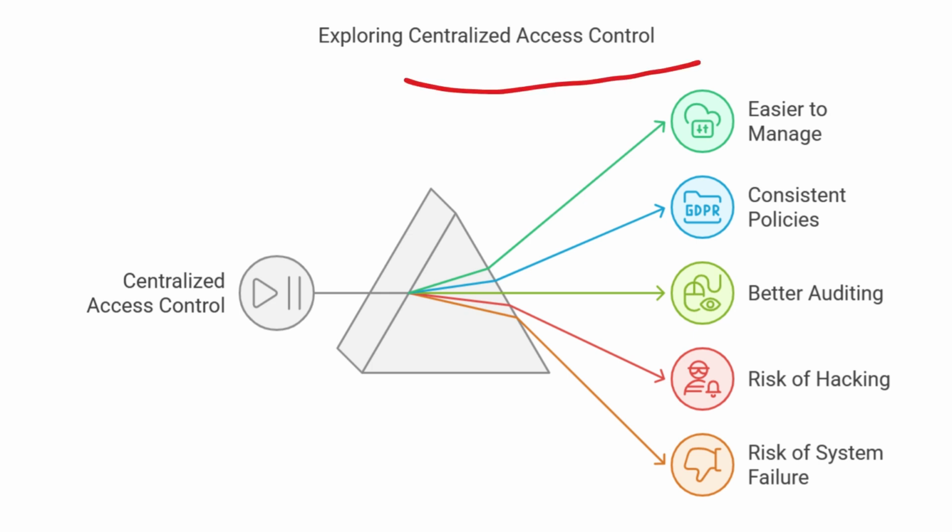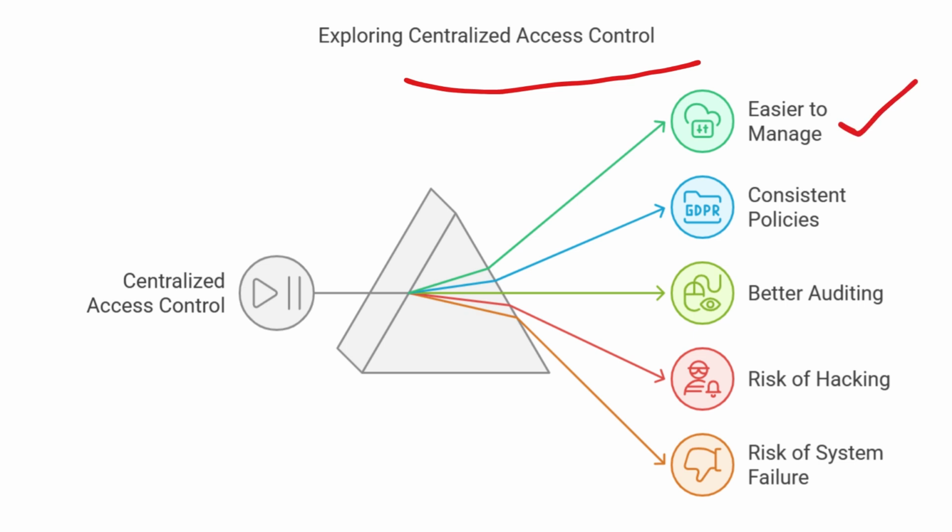With centralized access control, one system controls everything. Think of it like a command center for managing who gets access to what. For example, many companies use Microsoft Active Directory. Employees log into one central system, and based on their credentials, they get access to specific resources like email, databases, or shared drives.